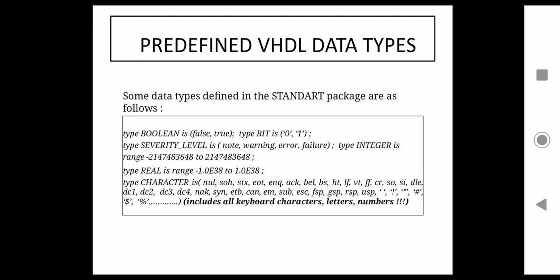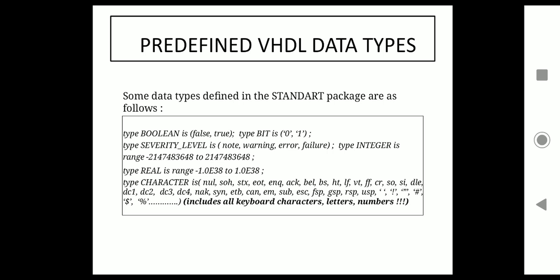Now, some data types defined in the standard packages are as follows. As we have discussed, all these data types, whatever 7 to 8, 9 types we have discussed, are defined in that standard package, and these are as follows. Now, first type boolean, that is true and false. If it is a bit type, that can be either 0 or 1 value. Then type severity level: note, warning, error, failure.